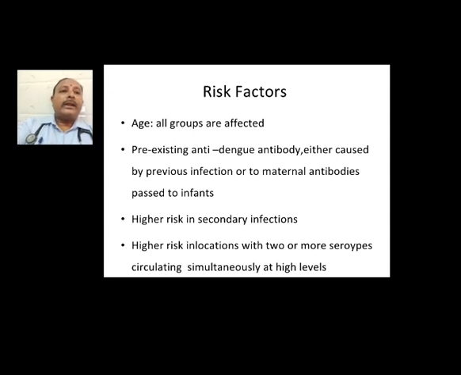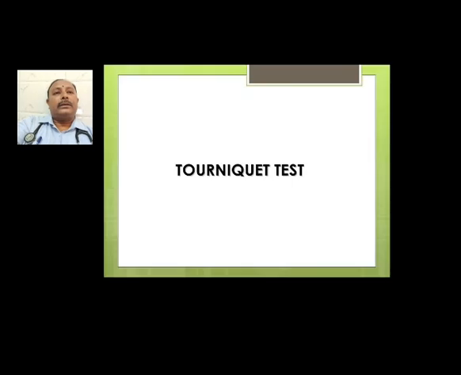Now, as far as risk factors are concerned, age: all age groups are affected. Pre-existing anti-dengue antibody, either caused by previous infection or by maternal antibodies passed to infants. Higher risk in secondary infections. Higher risk in locations with 2 or more serotypes circulating simultaneously at high levels.